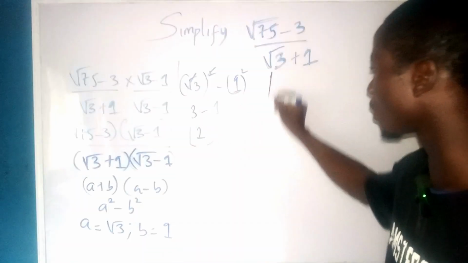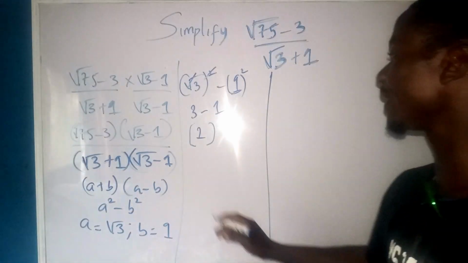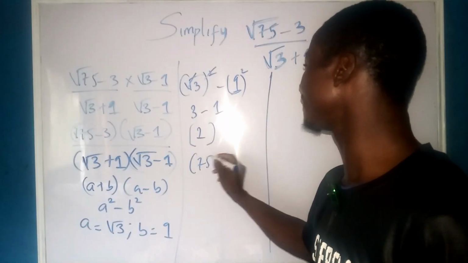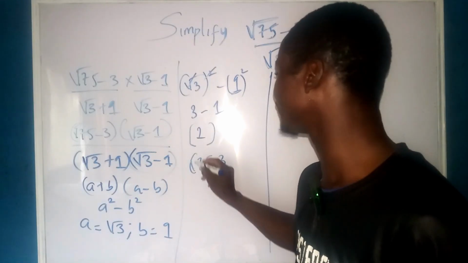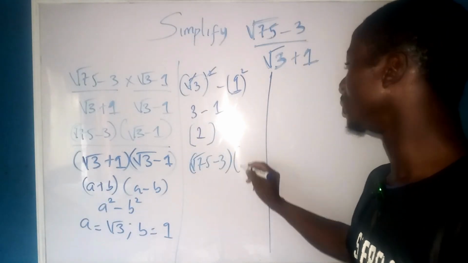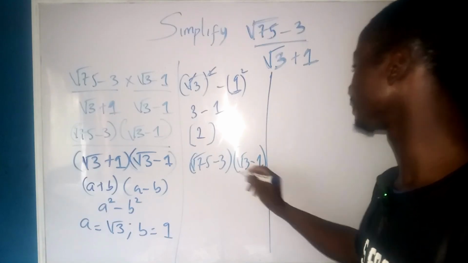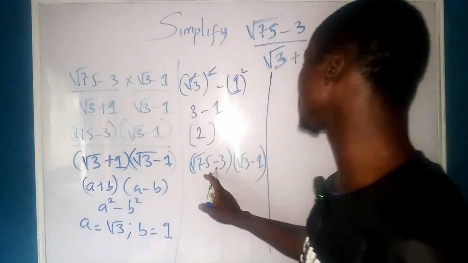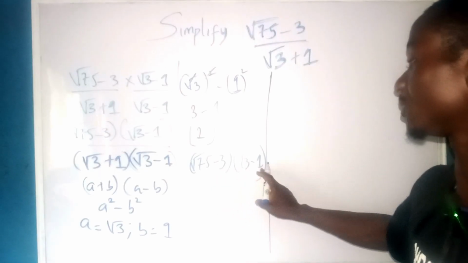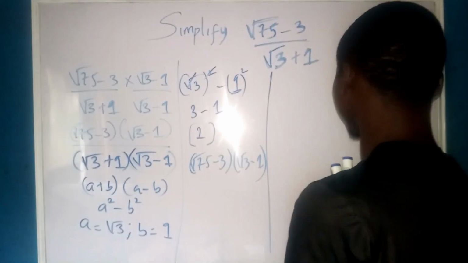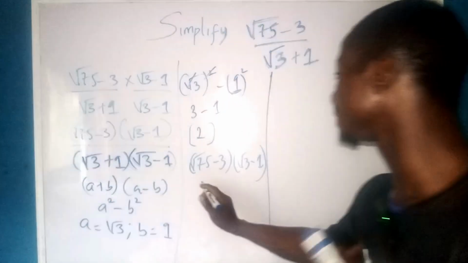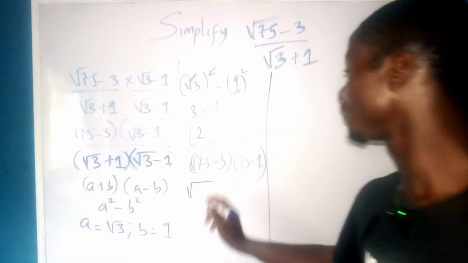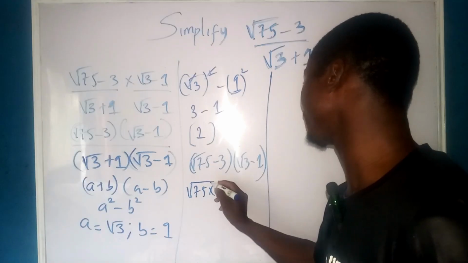Now let us go and work on the numerator. In the numerator, we are going to multiply through. This is what we have: root 75 minus 3, times root 3 minus 1. We use root 75 to multiply root 3 and 1. We also use minus 3 to multiply root 3 and 1. So we have root 75 multiplied by root 3. That is going to give us, just put it in one longer root, because we have 75 and 3 in roots, so we have 75 multiplied by 3 under one root.